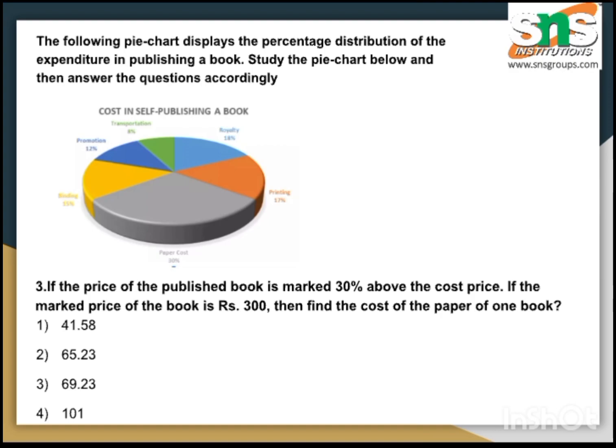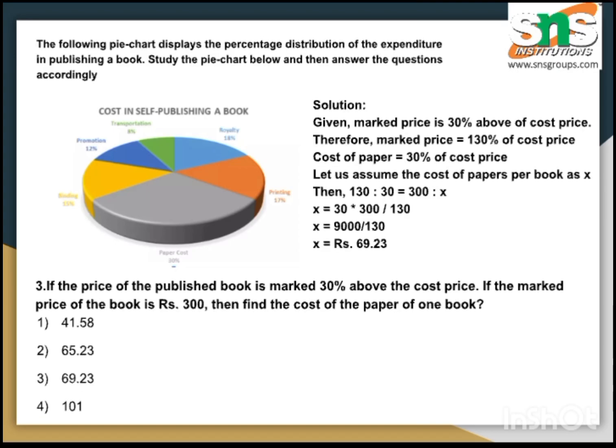If the price of the published book is marked as 30 percentage above cost price, in order to get a profit. If the marked price of book is rupees 300, find the cost of paper of one book. Okay, now let's see the problem. So the marked percentage is 30 percentage above cost price. So marked price will be 130, that is 100 plus 30 percentage of cost price. Now cost of paper is 30 percentage of cost price. Now we know the 130 is to 30 is equal to 300 is to X. Now on cross multiplication we can find the value of X, that is equal to 69.23, that is option 3 will be the right answer.